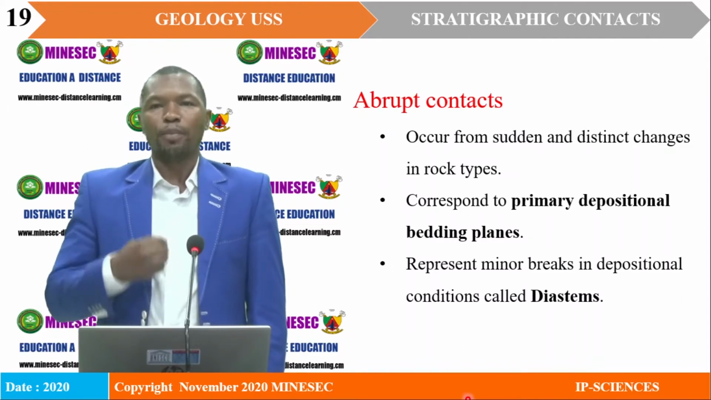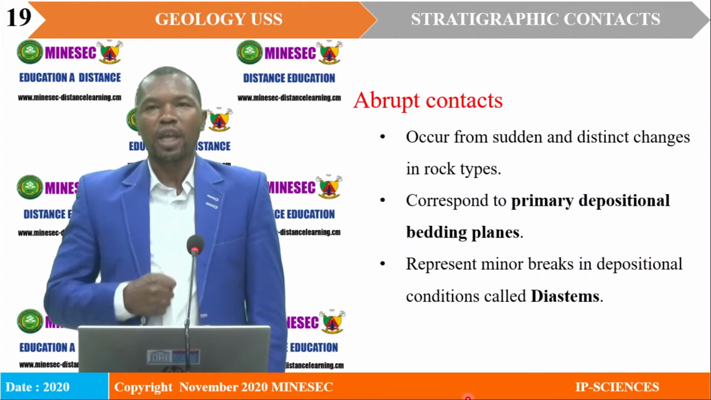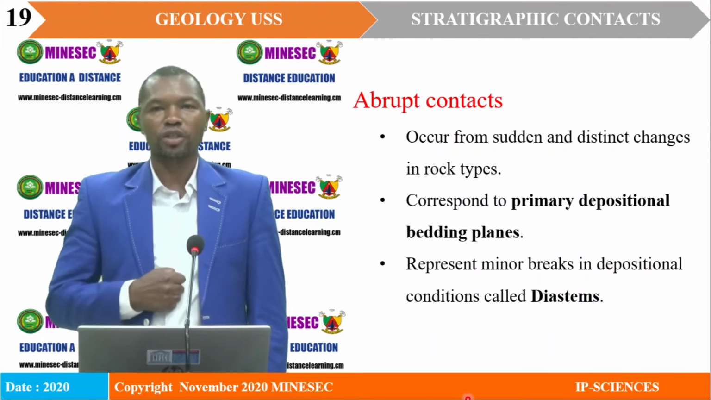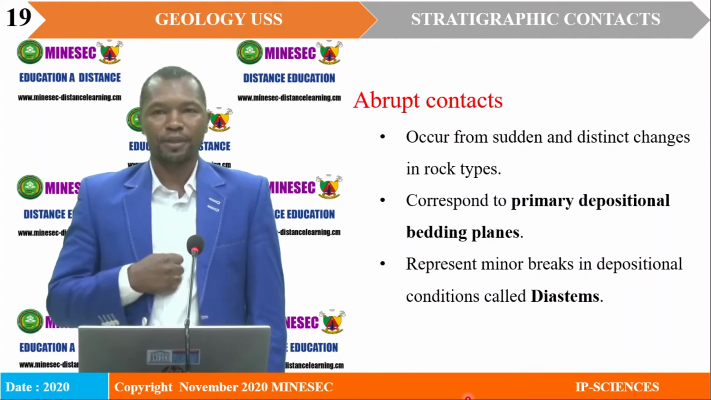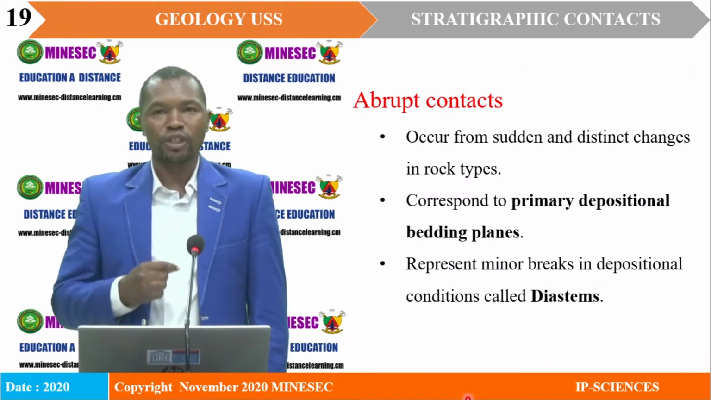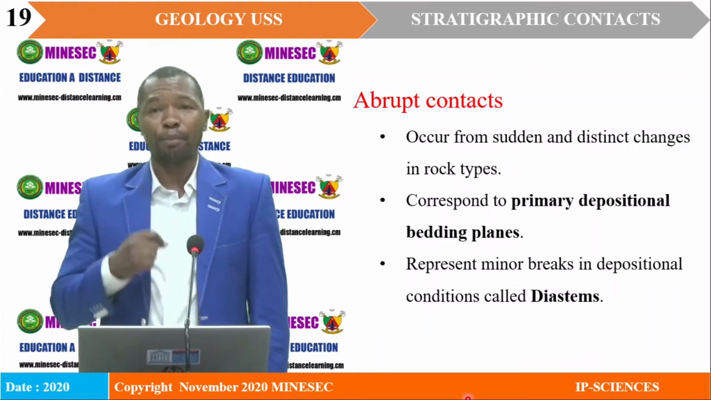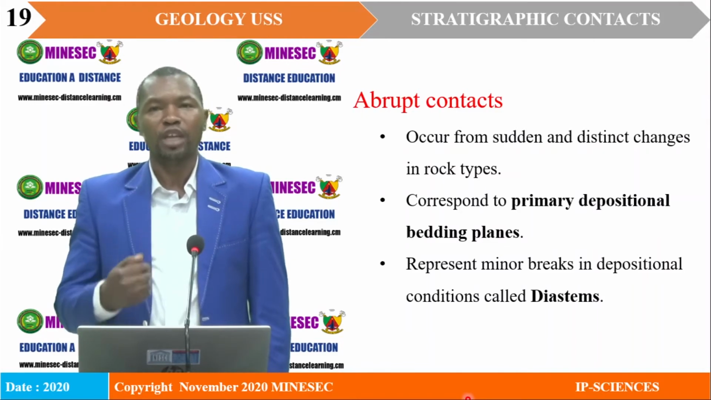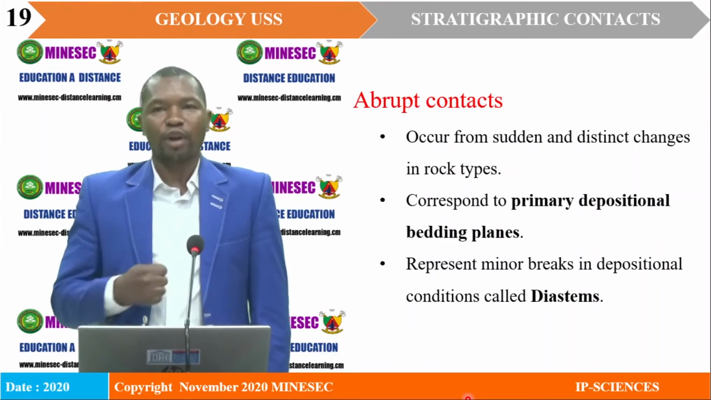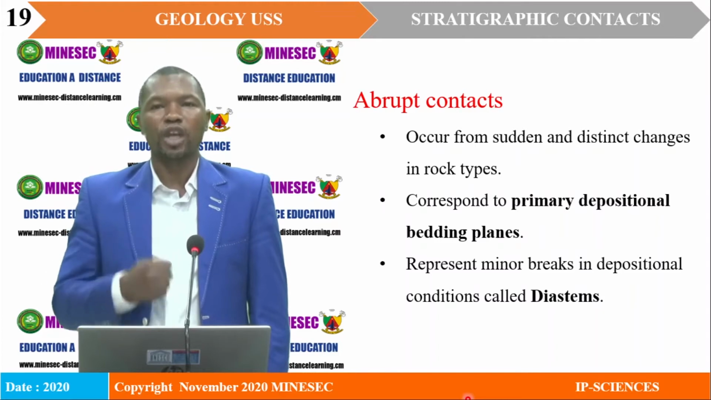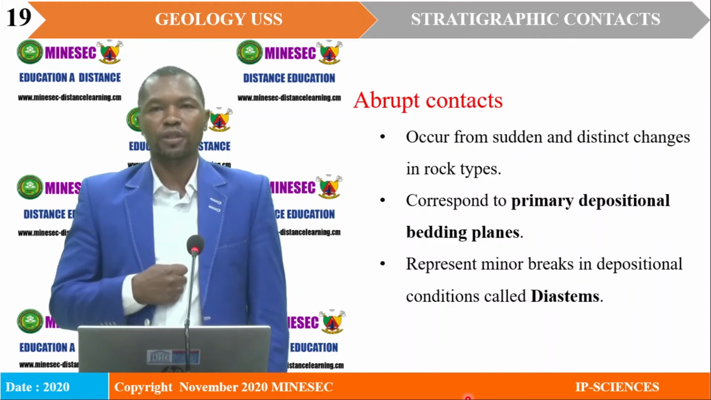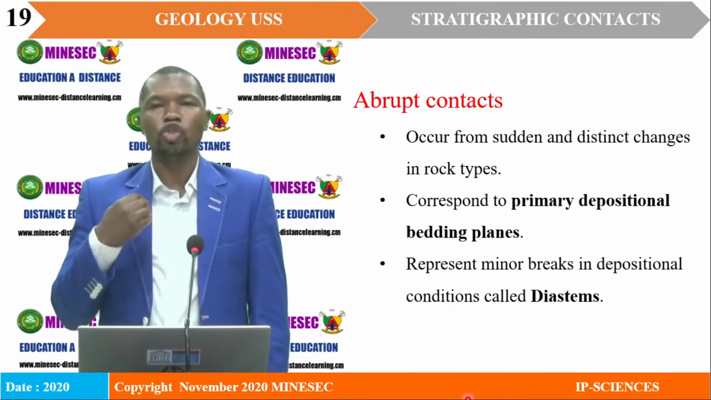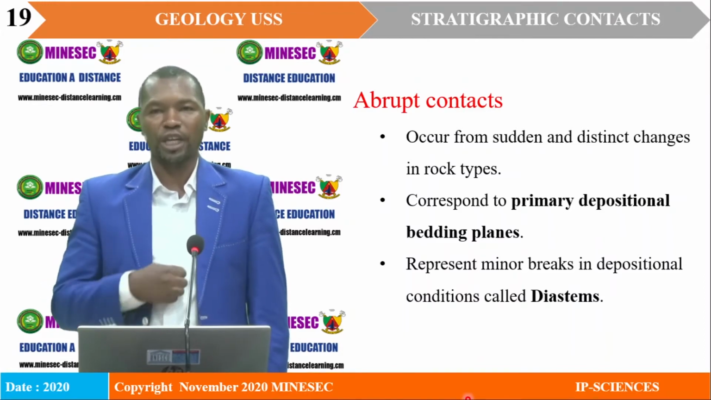They represent minor breaks in depositional conditions called diastems. You will take note that diastems are simply the minor breaks involved in depositional conditions during the laying down of the different beds in a geological rock formation.